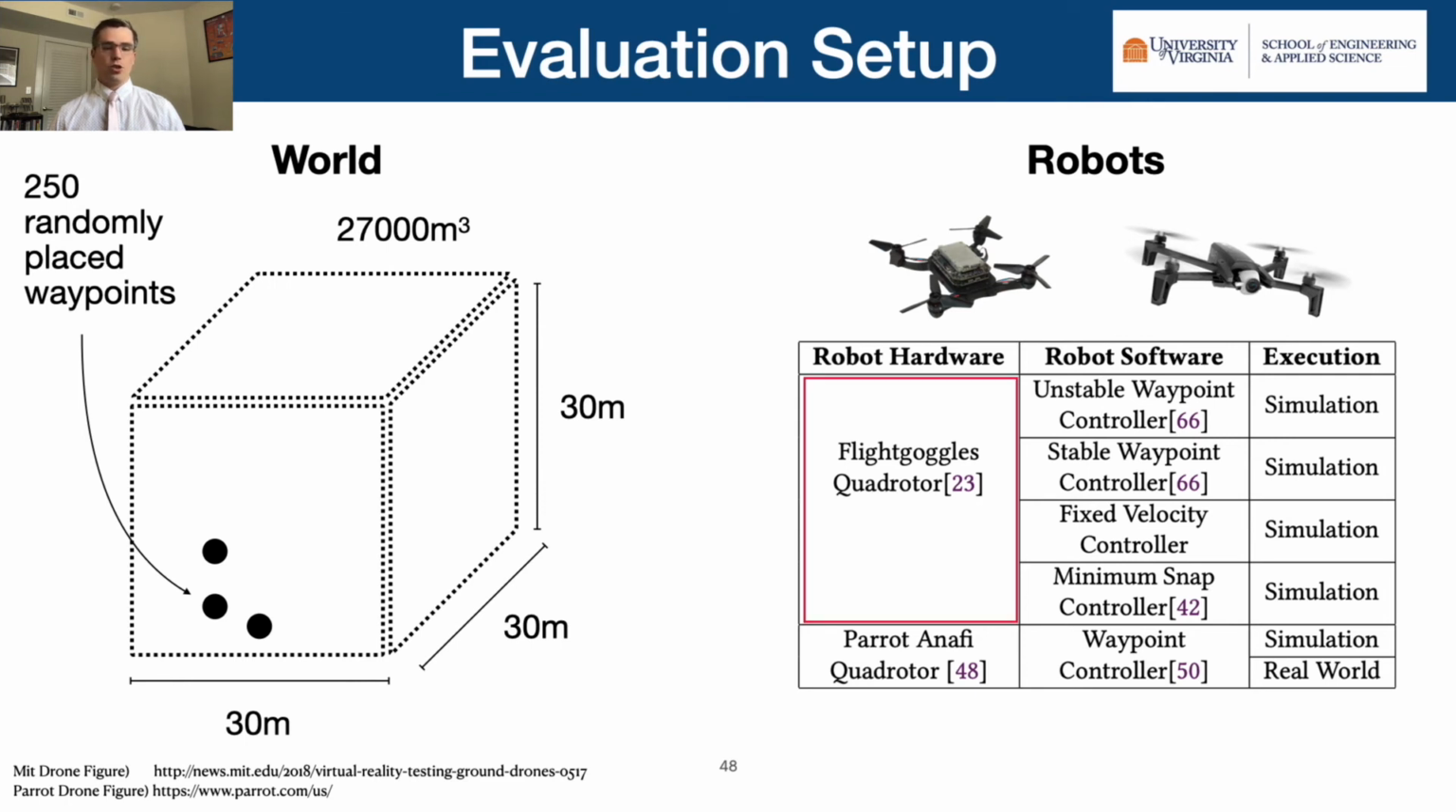We ran our study on two quadrotors. The first is called the flight goggles quadrotor, which is a quadrotor simulation made available by MIT, based on the drone in the left image. For this quadrotor, we implemented 4 different software controllers to see if different control methods affected our technique. Secondly, we used the parameterizable quadrotor, which has both a physical and a simulated drone.